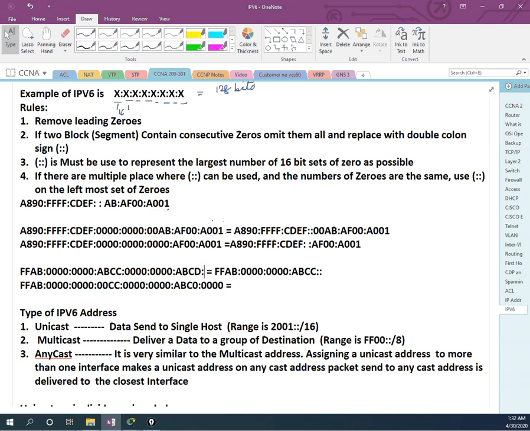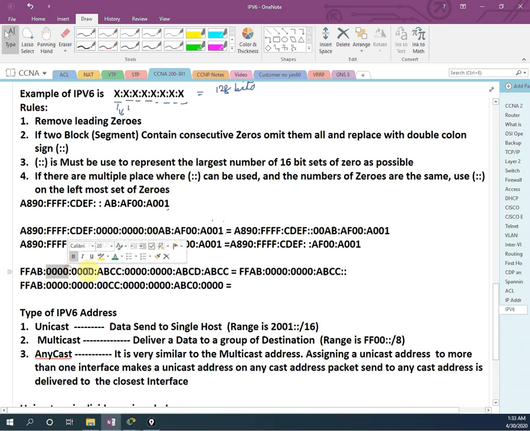Let me write here A B C C. So we have 8 blocks, right? 1 2 3 4 5 6 7 8. If you consider we have 2 times 0 here, and here also we have 0. So what we can do, we can write 1 0 to shorten it. And here also I can write 1 0, and here also I can write 1 0 like this. But if you see, we have 2 times 0 0, 2 times 0 0.